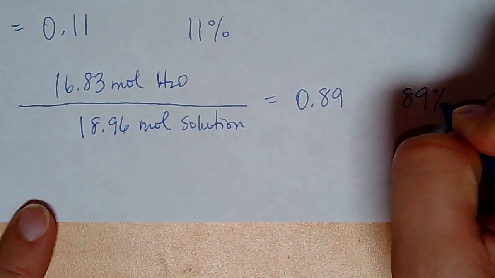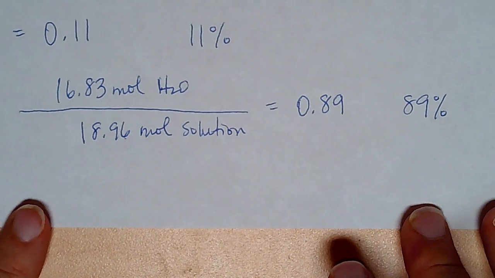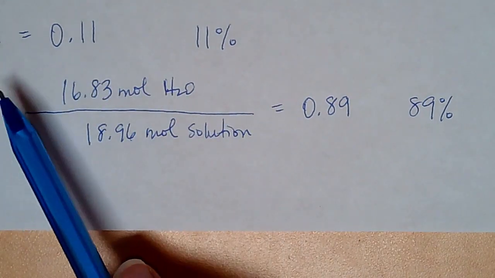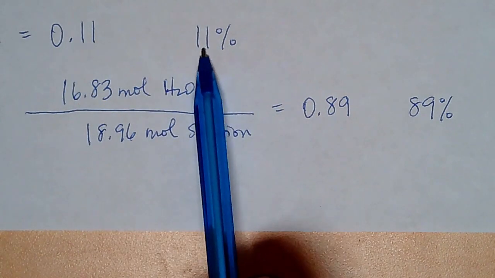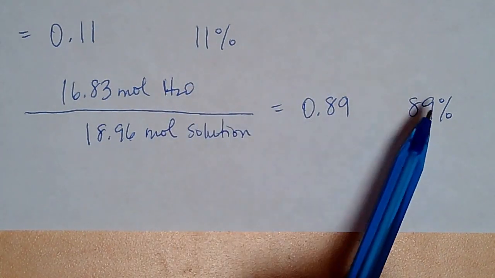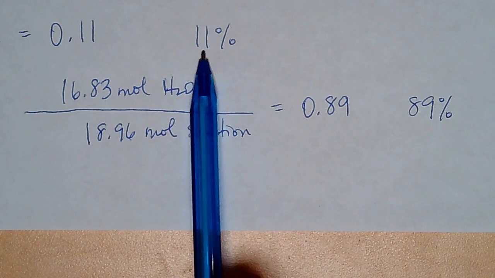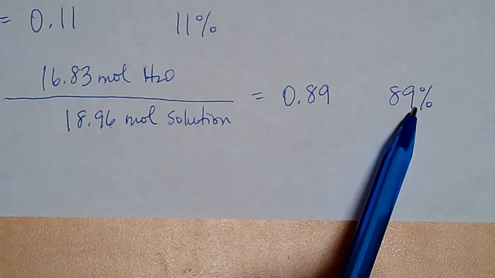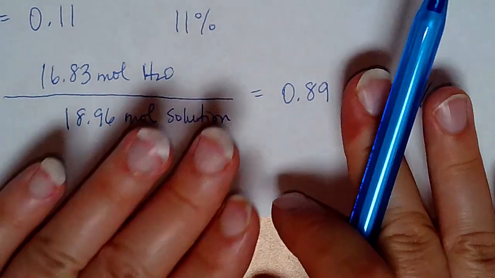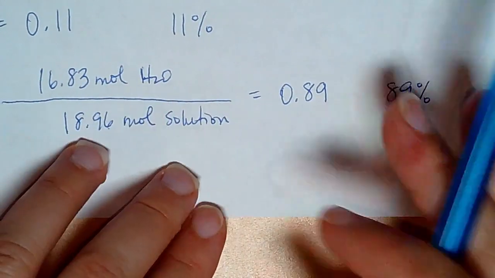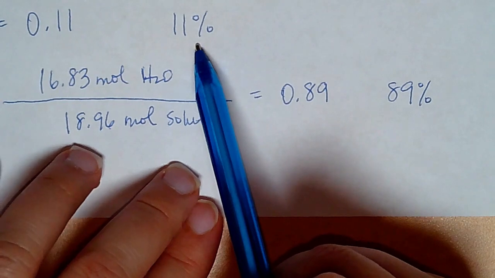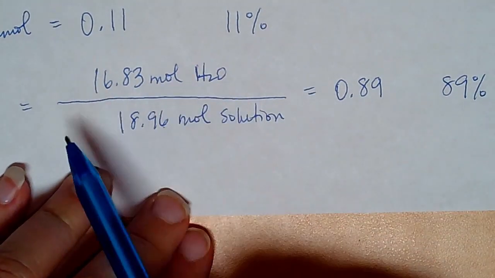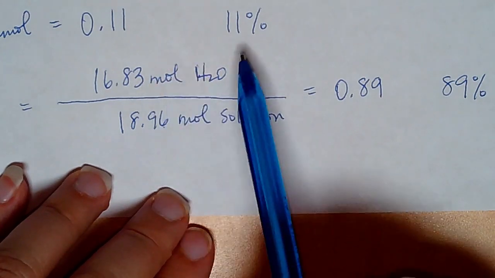Now hopefully you'll notice something about our solution. Since we only have ethanol and water in our solution, our percentages have to add up to 100. So we have 11% ethanol, 89% water, so that gives me the 100%. So even before I calculated the percentage of water, if I only know the percentage of ethanol, I can still determine the percentage of water without doing this math by just subtracting from 100.